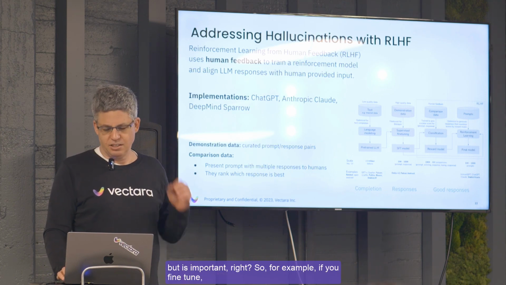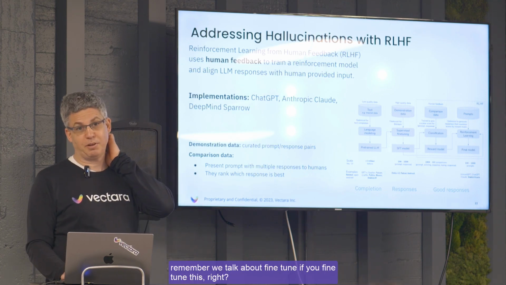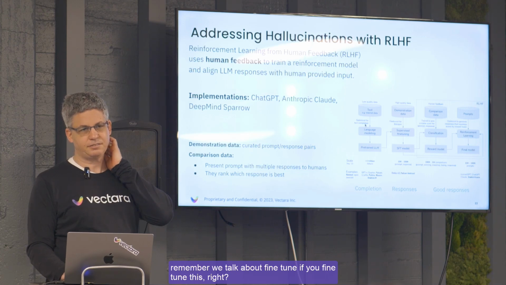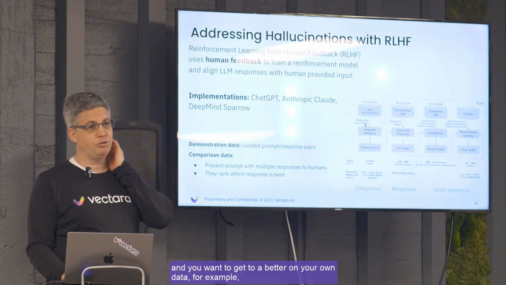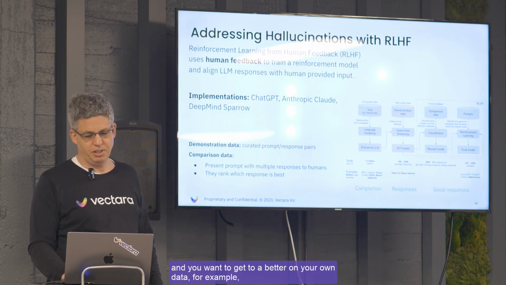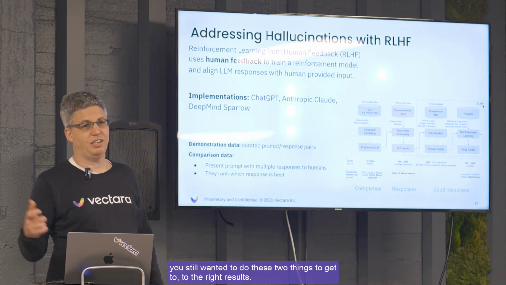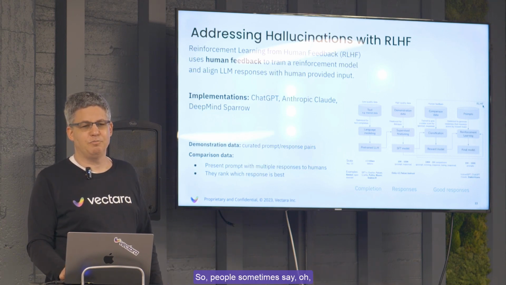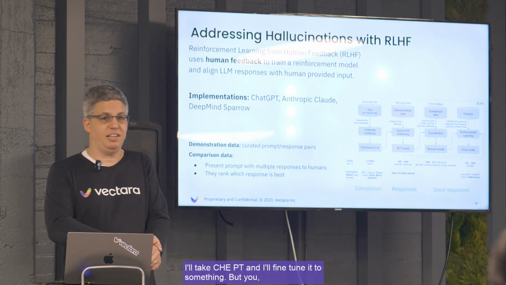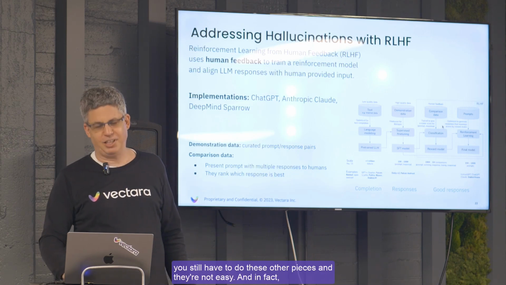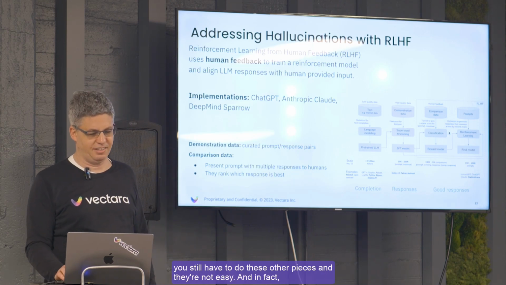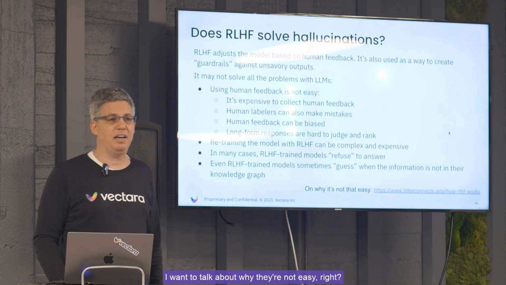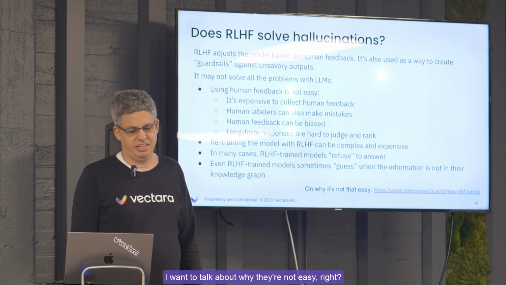So for example, if you fine-tune, remember we talked about fine-tune, if you fine-tune this, right? And you want to get to a better model on your own data, for example, you still will need to do these 2 things to get to the right results. So people sometimes say, oh, I'll take ChatGPT and I'll fine-tune it to something, but you still have to do these other pieces and they're not easy. And in fact, I want to talk about why they're not easy, right?